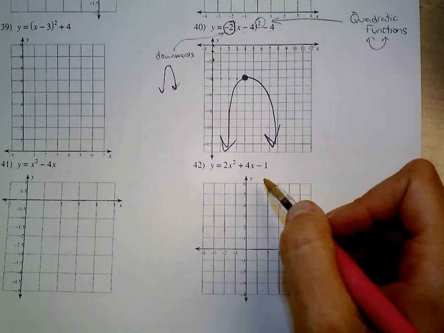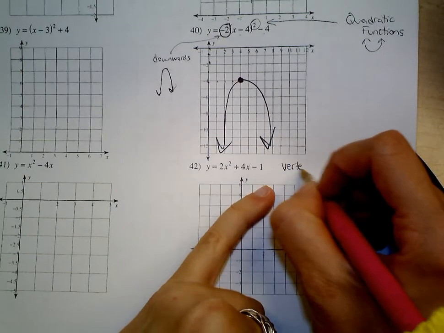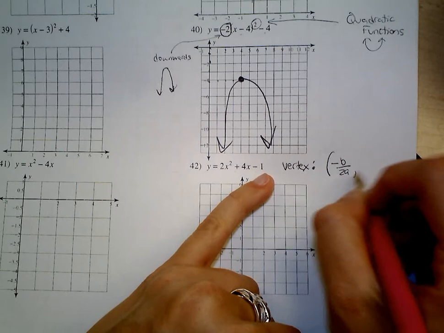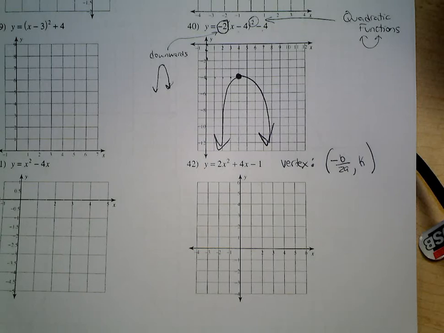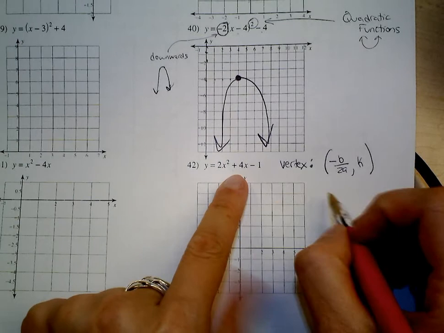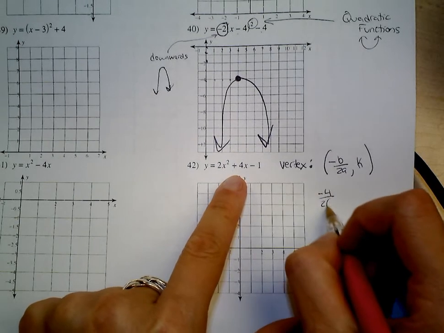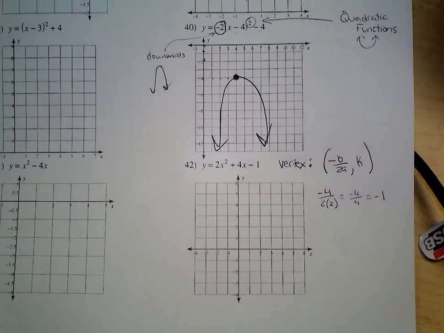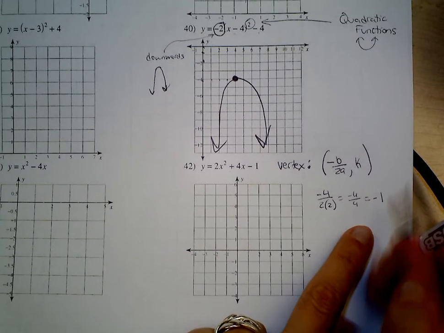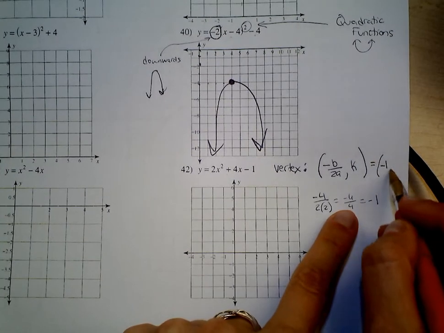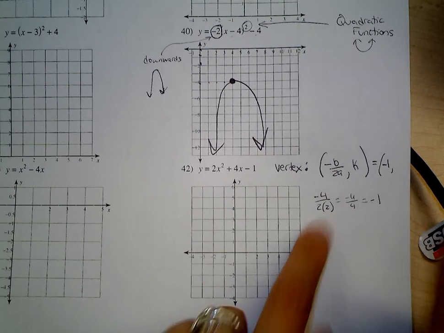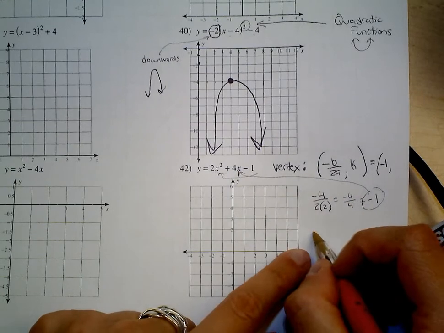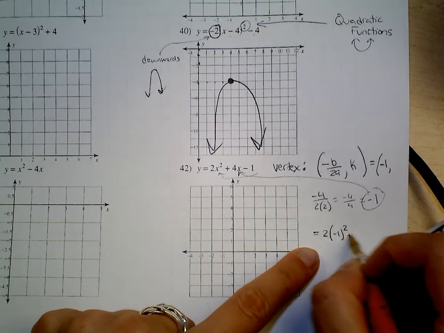But you guys know how to calculate the vertex for standard form. The formula is negative b over 2a. You plug that back into your formula to get k. So we know that. So let's calculate this. Negative 4 over 2 times 2 gives me negative 4 over 4, which gives me negative 1. So now I'm going to take this negative 1. So x is equal to negative 1. And I want to solve for k now, so I'm plugging this back in to my x. So 2 times negative 1 squared plus 4 times negative 1 minus 1.